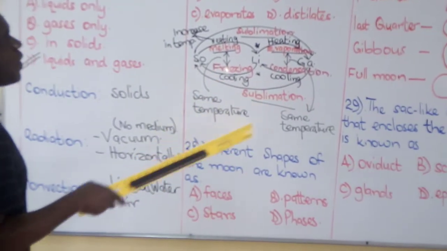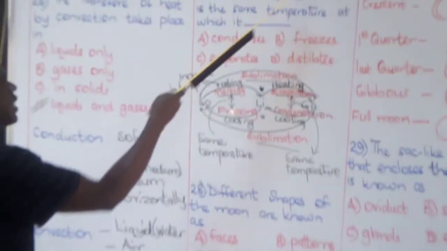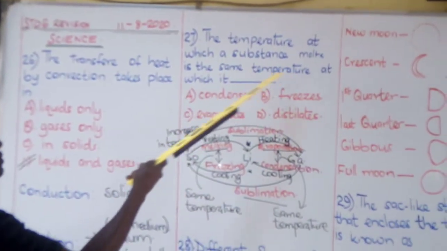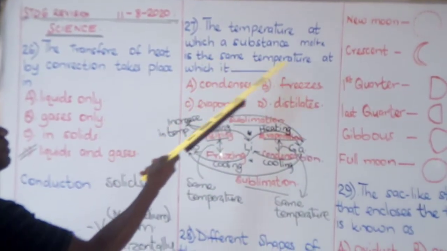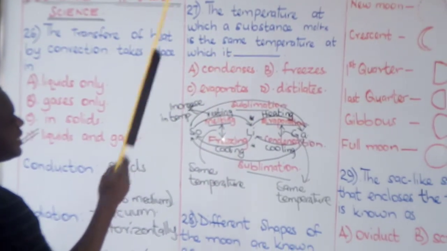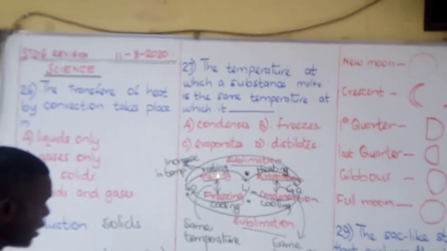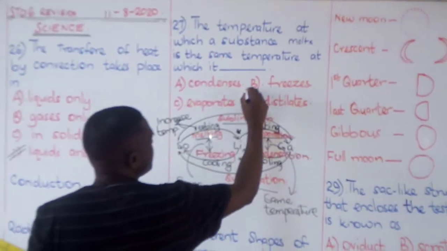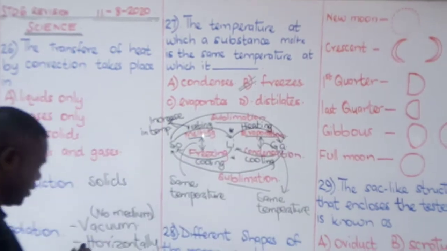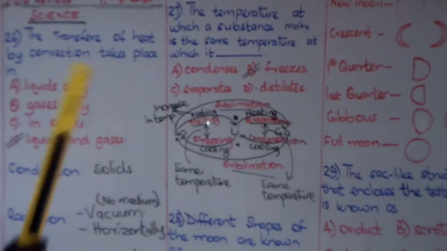And so back to our question, the temperature at which a substance melts is the same temperature at which it freezes. So the right answer is B for boy. I hope you've understood that diagram properly.